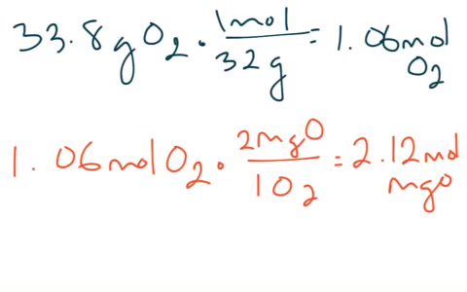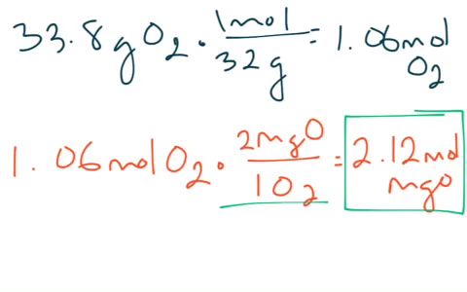So now I'm going to just forget about magnesium and look at oxygen. If I take my 33.8 grams of oxygen, figure out moles, and then do the stoichiometry step, that tells me that the oxygen is capable of making 2.12 moles of magnesium oxide. So now I have to compare the two.